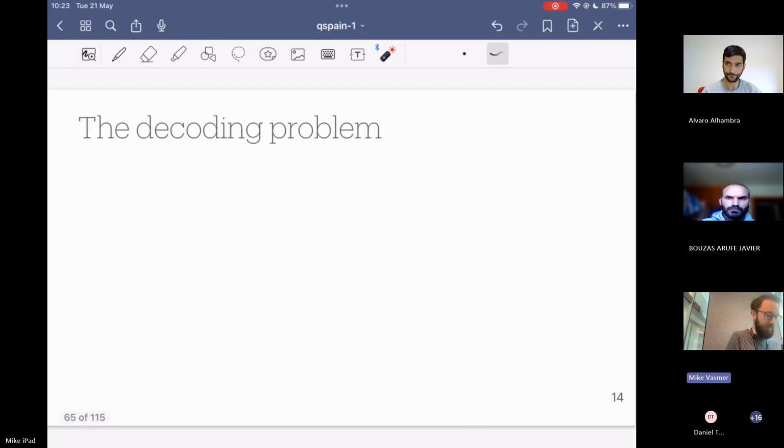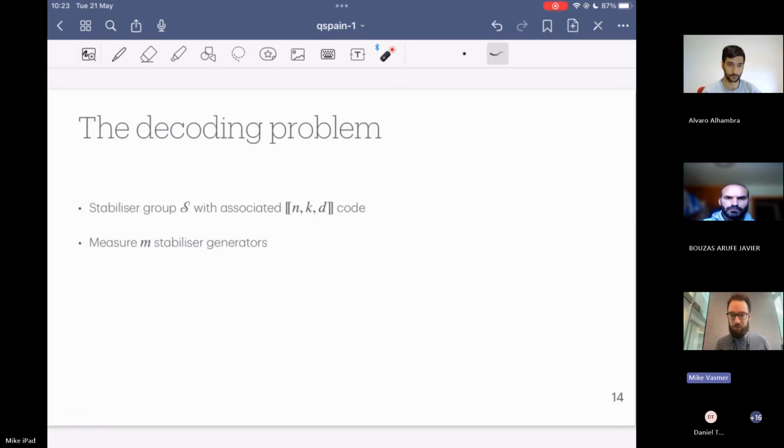So to stress this, the way you can think about it is we have this stabilizer code, and we measure M stabilizer generators. The decoding problem is we have this error syndrome, which I'm going to write as sigma of E. So E is the error, and sigma of E gives you the syndrome.